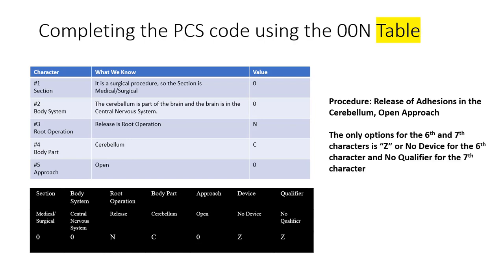When you look at that 00N table, the only options for the 6th and 7th characters is Z, which means no device for the 6th character and no qualifier for the 7th character. So we already have a complete 7-character code there for that procedure.